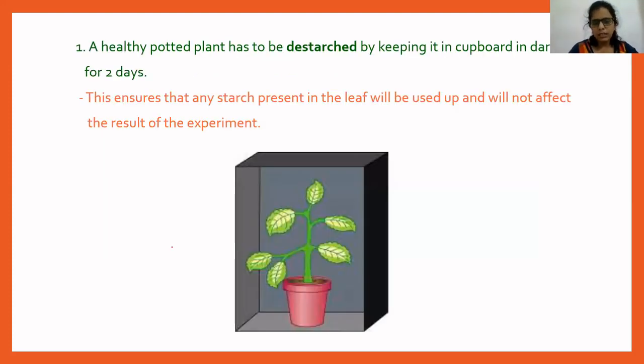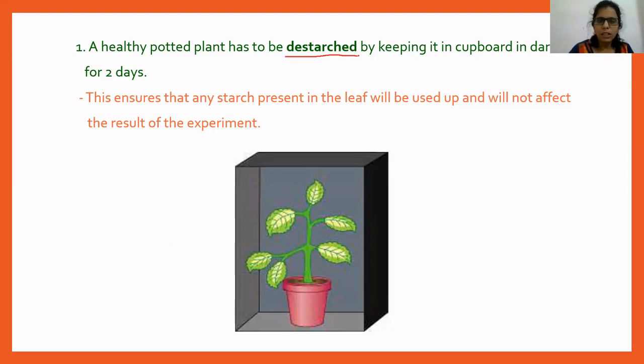In order to test the importance of light for the process of photosynthesis, you should have a healthy potted plant. Okay. Now you are already aware that if a healthy potted plant is kept in the presence of light, definitely the leaves of the plant will perform photosynthesis. Okay. And as it performs photosynthesis, there will be a lot of starch present in the leaves. Okay. So first you have to take a healthy potted plant and keep it in the dark cupboard. Dark cupboard means a place where no light is present. Okay. And the purpose of doing this is to de-starch the plant.